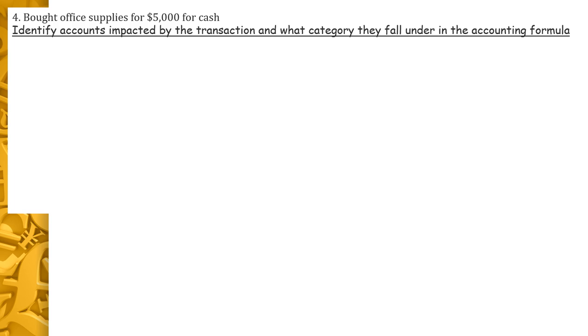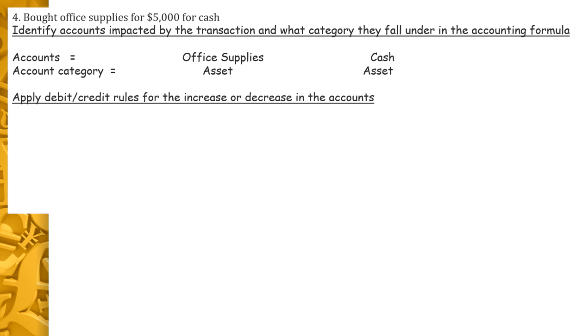Now, we bought office equipment for $5,000 cash. So, we have office equipment and cash. However, we're staying on one side of the formula because they're both assets. Now, what's going to happen here is office equipment went up, so we increased an asset, but cash went down, so we decreased an asset. So this is a wash on the asset side, because what we did is we moved the cash from cash to office equipment. Another way of looking at it.